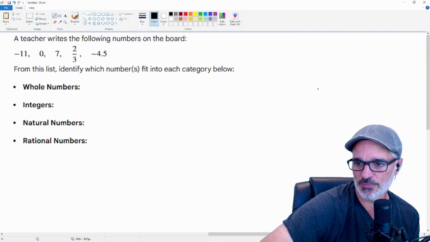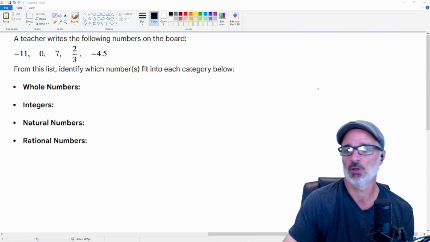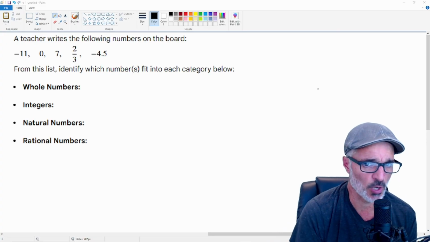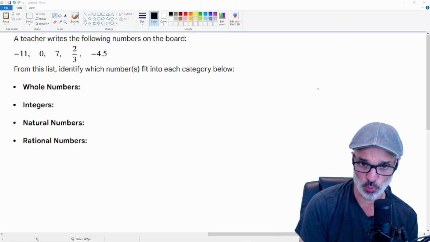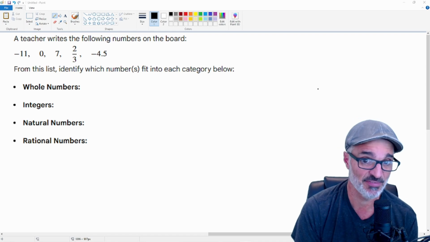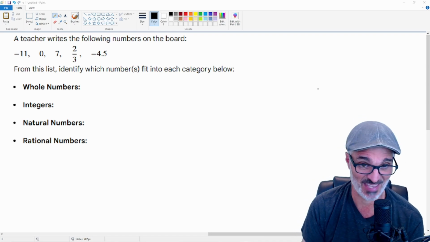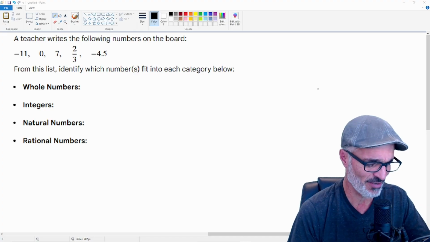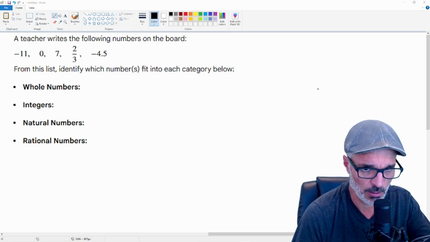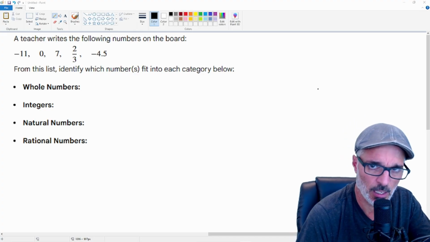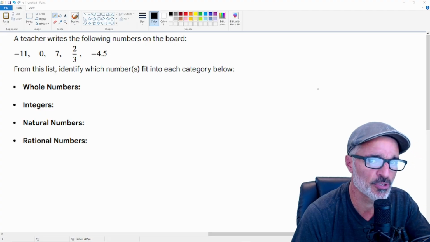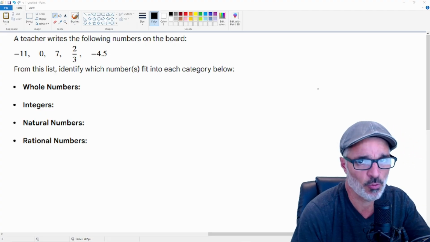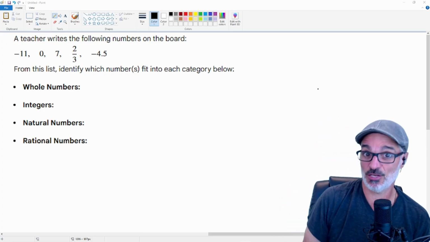It says, hold on, I want to read it in a Frankie voice. A teacher writes the following numbers on the board. -11, 0, 7, 2/3, and -4.5. From this list, identify which numbers fit into each category below. I don't know why I used that voice. Maybe because it's close to Halloween.